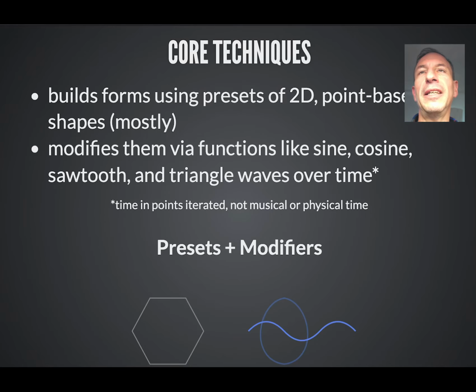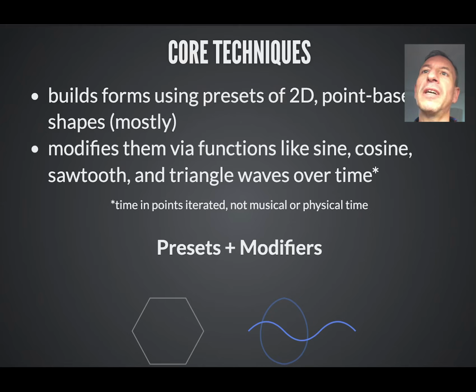The core technique is to take these sort of 2D shapes, which are point-based. Each one of the shapes is an actual set of physical points. And then we can modify them in space and over time via functions like sine, cosine, sawtooth, and triangle waves. It's a bit like when you're using audio and you want to modify a waveform over time.